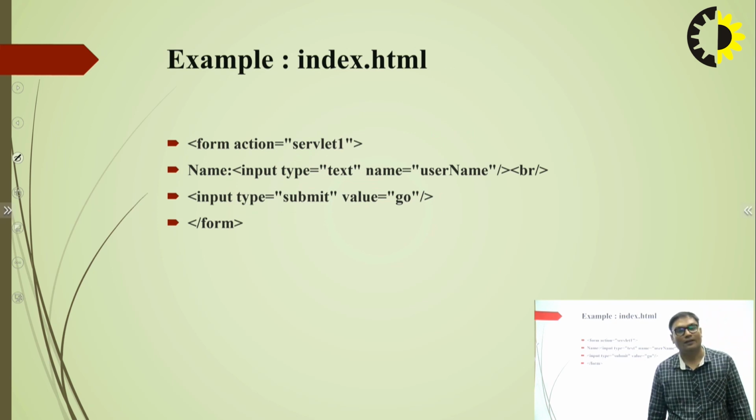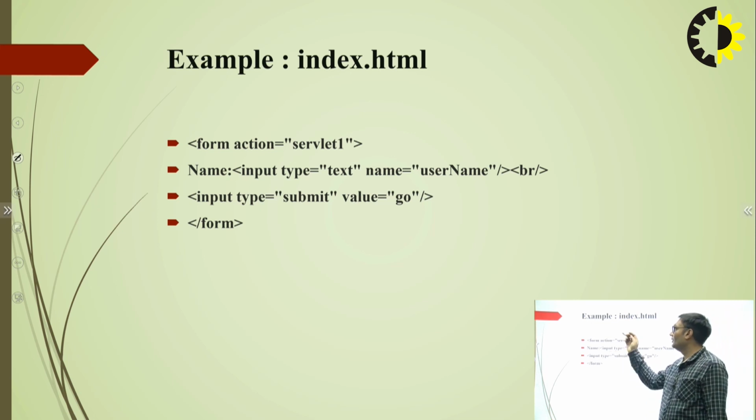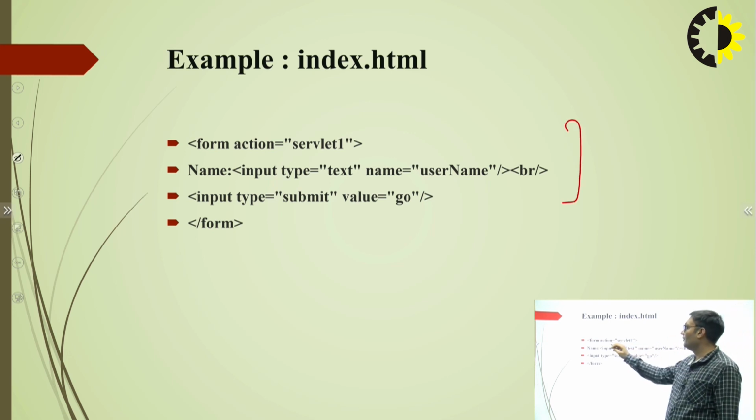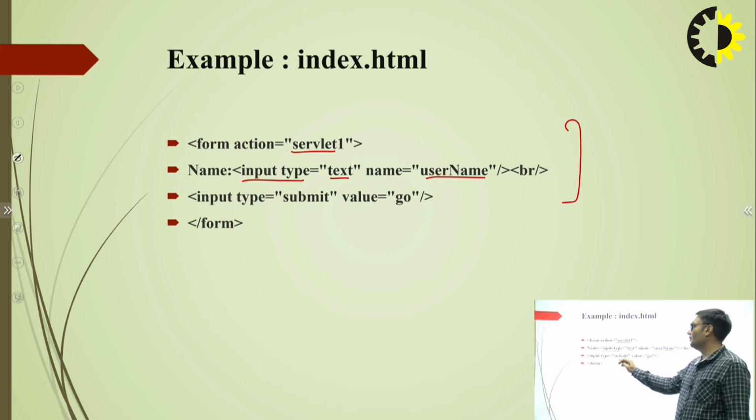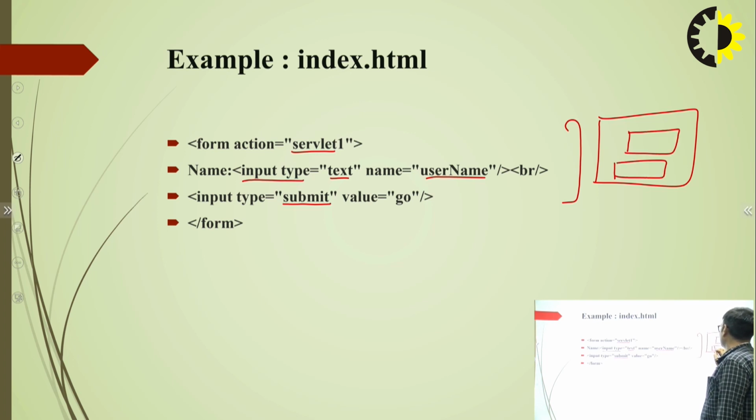Now again we will have three files. I'm creating them the same way we did with the cookie example. We will create a form. We will set the action to servlet 1. The name is info, we are creating the text box, name, username, and creating the submit button. Here we are creating the submit button, and the value is go.